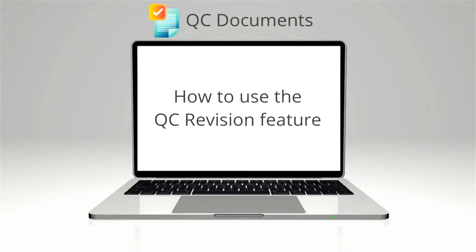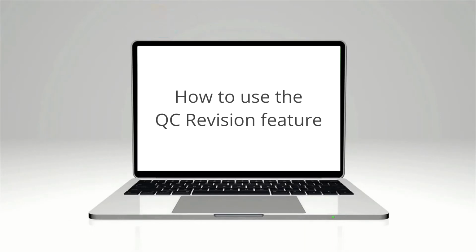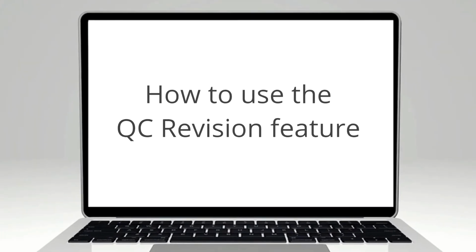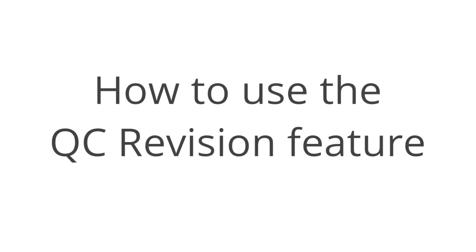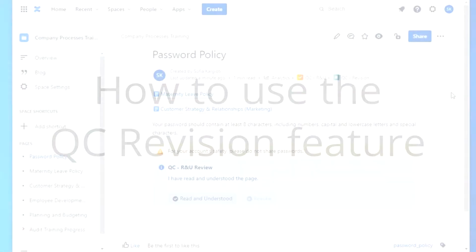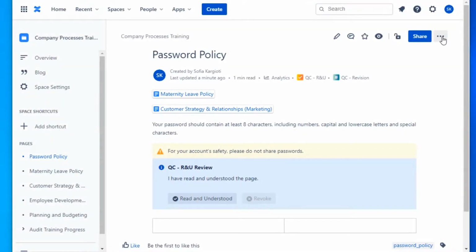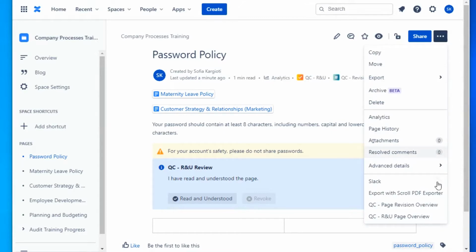By using the QC revision value macro, you can add a revision number on your Confluence pages. There are only 2 steps you need to follow, and you'll be finished in just a few minutes. The first thing you need to do is click the QC Page Revision Overview from the Page menu.